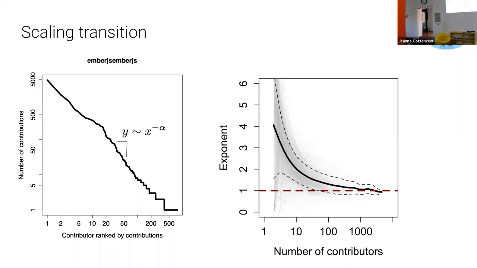What we're most interested in is what we call the scaling transition, where when we find big projects and look at their contribution structures, so the number of contributions per person, if we rank the persons by number of contributions, we find what is called a Zipf law of exponent one. And for all repositories we've observed, as the repository scales and obtains more and more contributors, above 100 contributors, it begins to have a contribution structure which is a Zipf law.